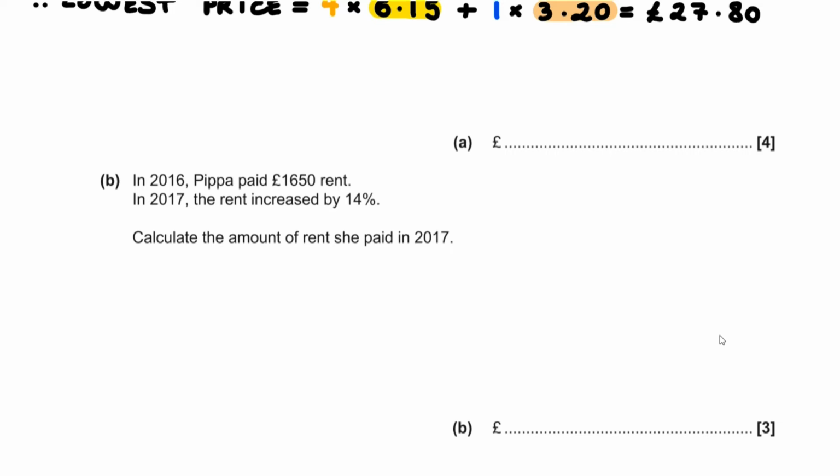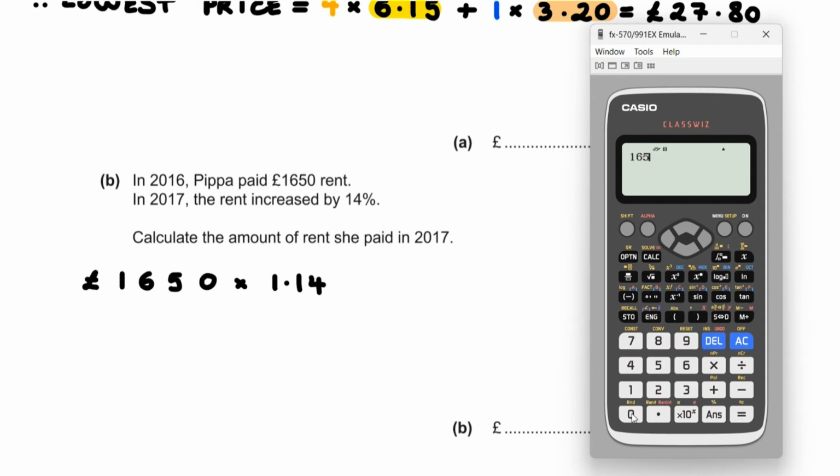Part B. In 2016, Pippa paid £1,650 rent. In 2017, the rent increased by 14%. Calculate the amount of rent she paid in 2017. So, we've got 1,650 multiplied by 1.14, which corresponds to an increase of 14%. So if I work this out, we get £1,881.